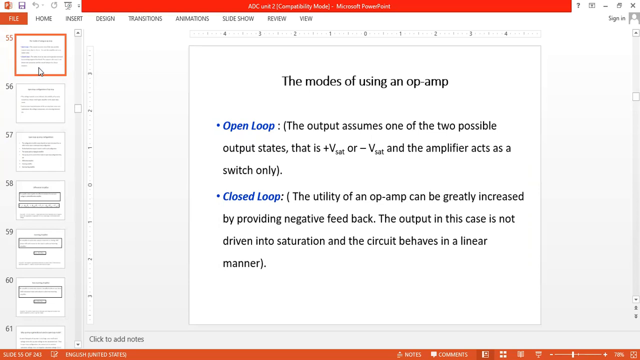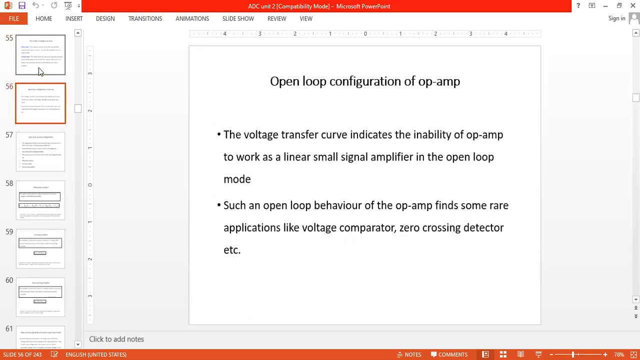Okay, but in the closed loop condition we are taking some part of the output back to the input. That means we are connecting some resistance between the input and output. It will define the gain of the output. So by varying the resistance value we can define the output. Okay, this is the concept of closed loop. Most applications use the closed loop condition.